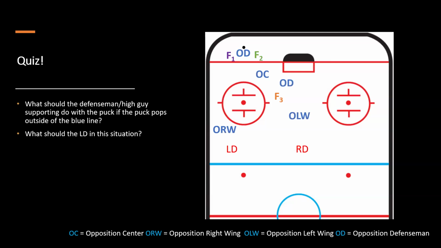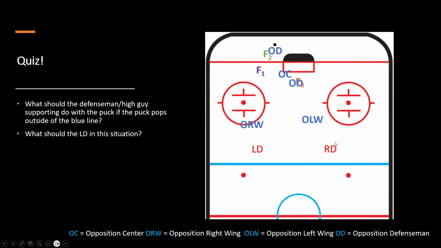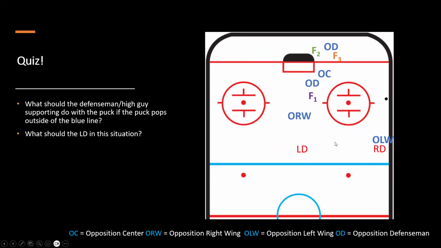All right. Now, who am I going to pick on? I'm gonna pick on Felix this time, I think. So, what should the defenseman or the high guy supporting do if the puck pops outside the blue line? In the previous situation, we had that puck come down. Puck went around the boards. Maybe it bounced over some sticks. Got possession of that puck right here on the blue line. All right. And we put it back in. This time, Felix, the puck is going to hop on the other side of the blue line.